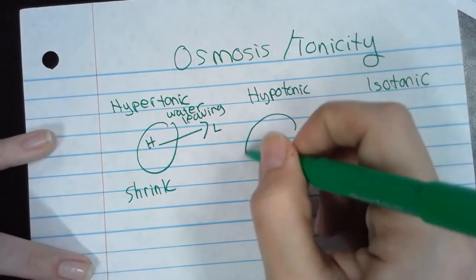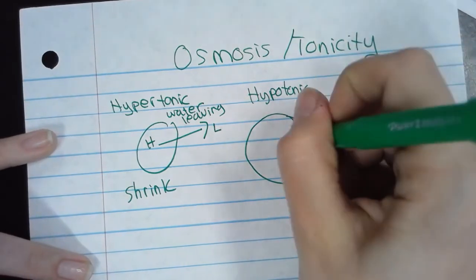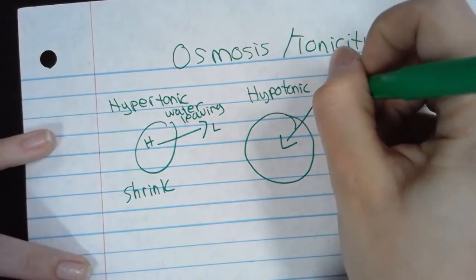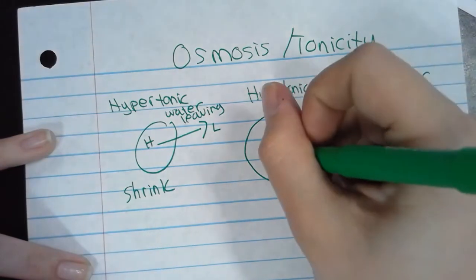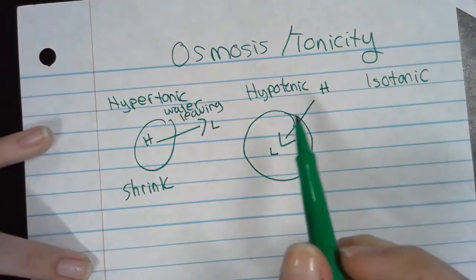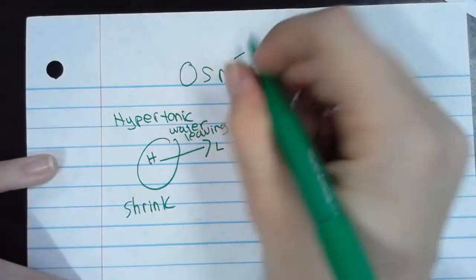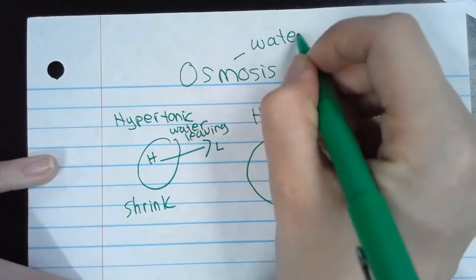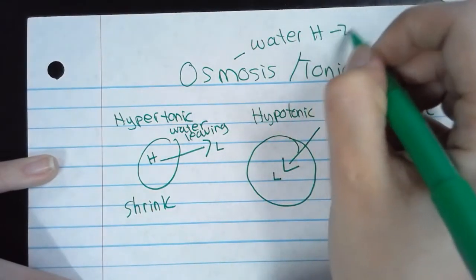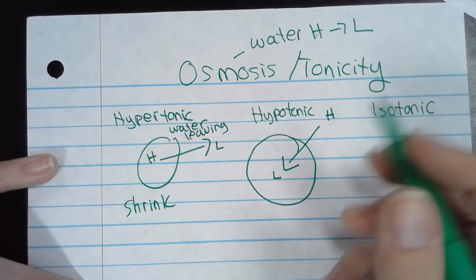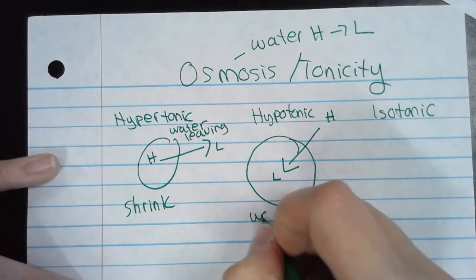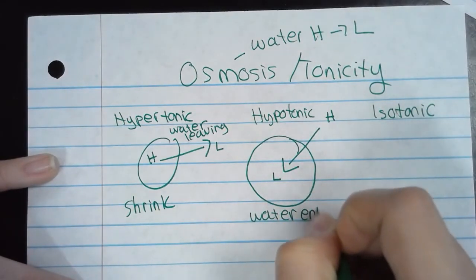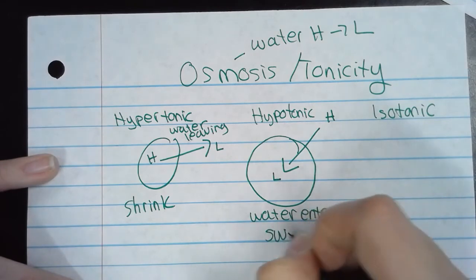Hypotonic is when you have water entering. So that means that there's a higher concentration outside and a lower concentration inside. Remember, because water always moves high to low. Remember, osmosis is specific to water, and water is always moving high to low. If there is water entering, that means that my cell is going to get bigger, or it's going to swell.